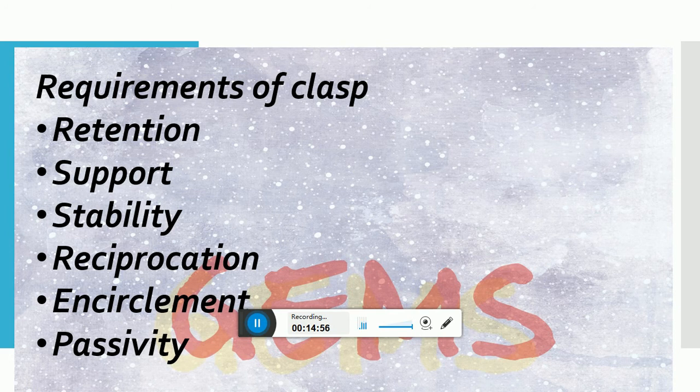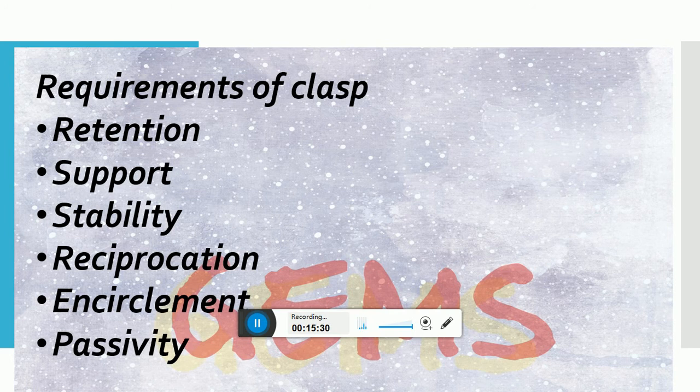Something very important from the point of view of MCQs: the materials used are cast chrome, cast gold and wrought alloy, and we should know the dimensions. For cast chrome, it is 0.010 inch. For cast gold, it is 0.015 inch. And for wrought alloy, it is 0.020 inch. This is very, very important.